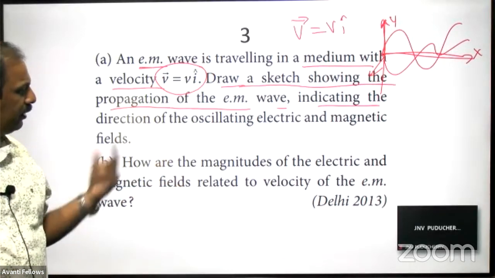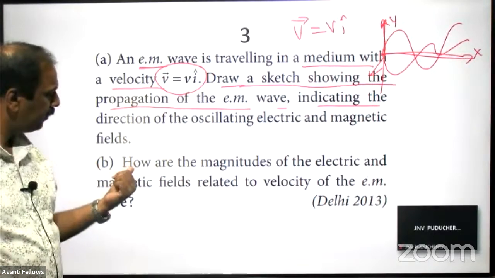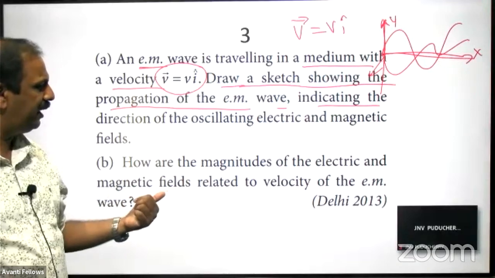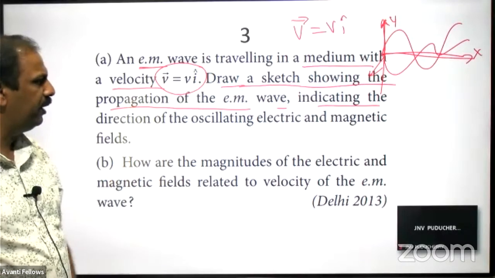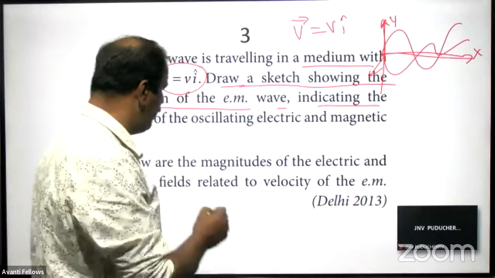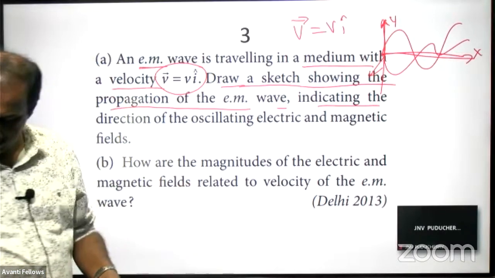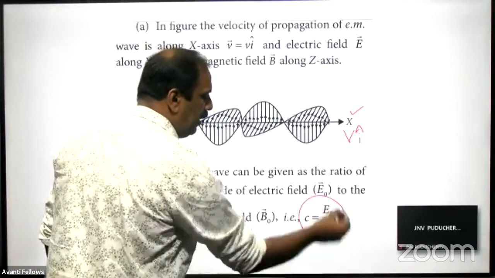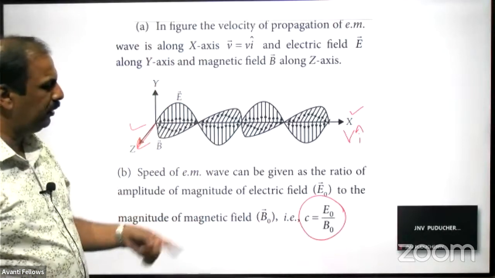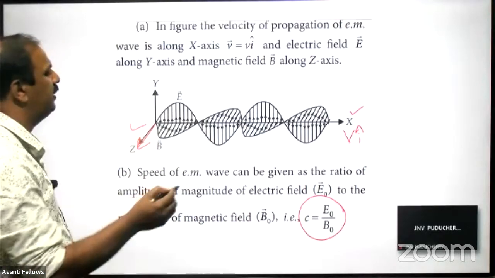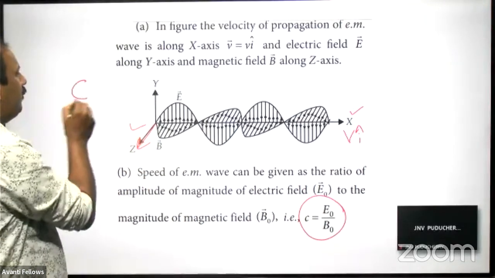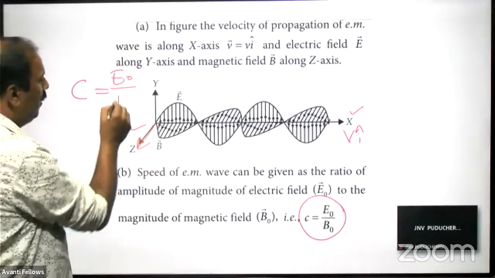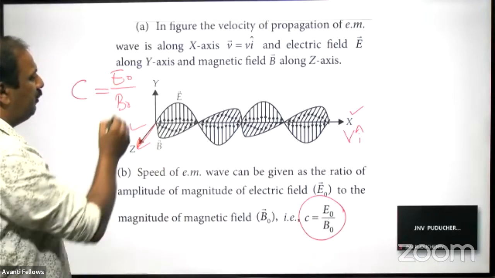Now the second part of this one: how are the magnitudes of the electric and magnetic fields related to the velocity of the electromagnetic wave? That also we discussed, how the velocity is related. See here, it is c equal to E naught divided by B naught. There are some more things to discuss. The speed of the wave in vacuum, c, is equal to E0, the maximum value of the electric field, by the magnetic field.